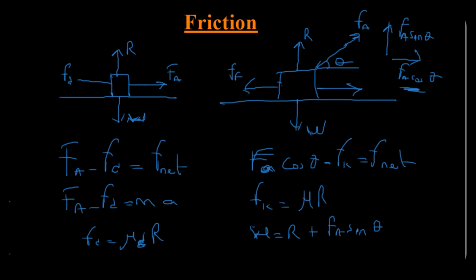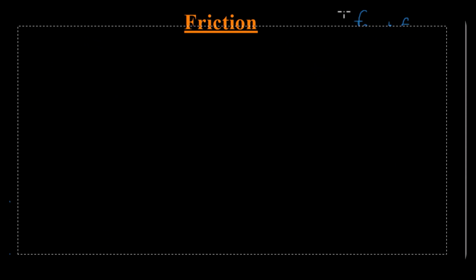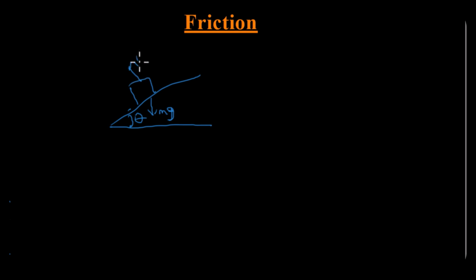So lastly, when our box is on an inclined plane, how do we analyze the question, especially when we're dealing with dynamic friction? To analyze this, let's try and draw a diagram. So I have a box in this direction, and then this is my angle theta. My weight mg is pointing down, and then this is going up. Let me call this my R.